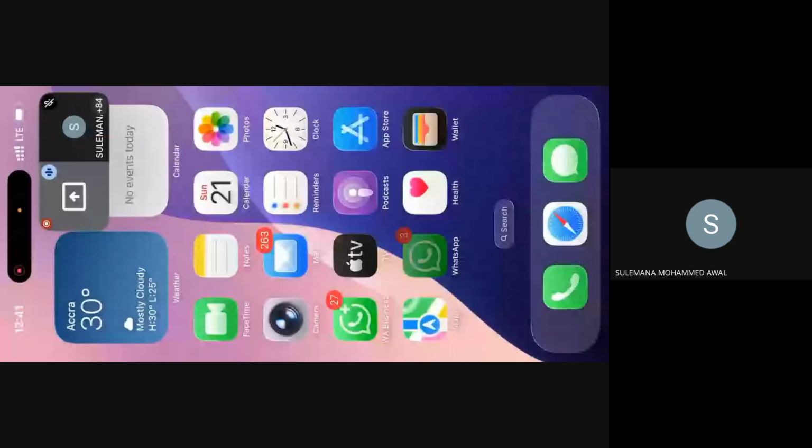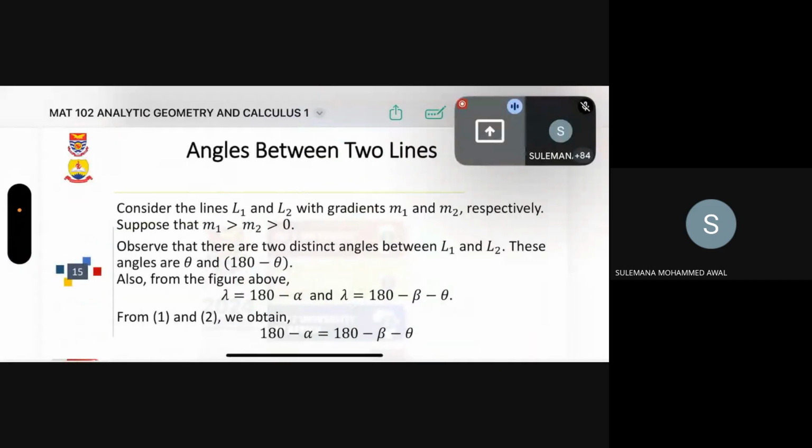Hello, let's continue. Okay, so next we want to look at the relationship between two lines. Consider the lines L1 and L2 with gradients M1 and M2 respectively. The first line is L1 and its gradient is M1. Let's suppose that M1 is greater than M2 and both of them are non-negative, greater than 0.